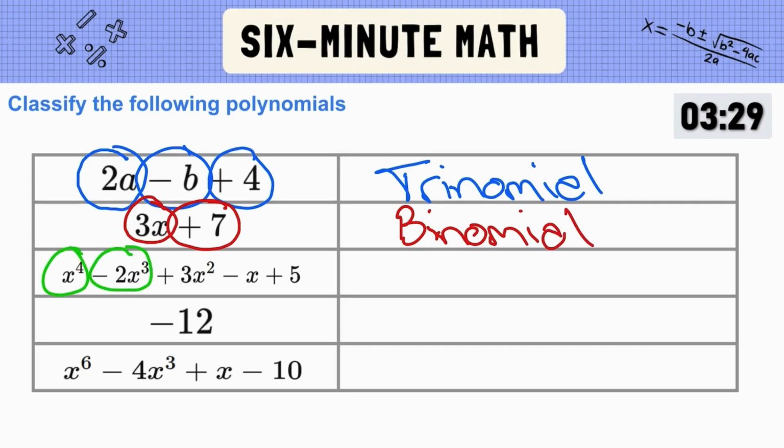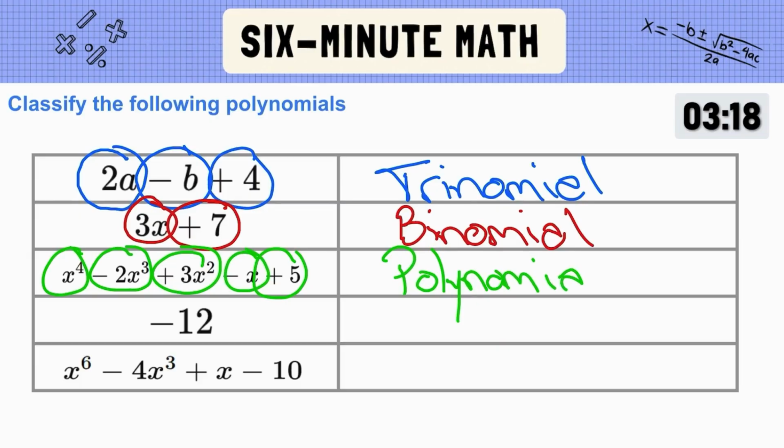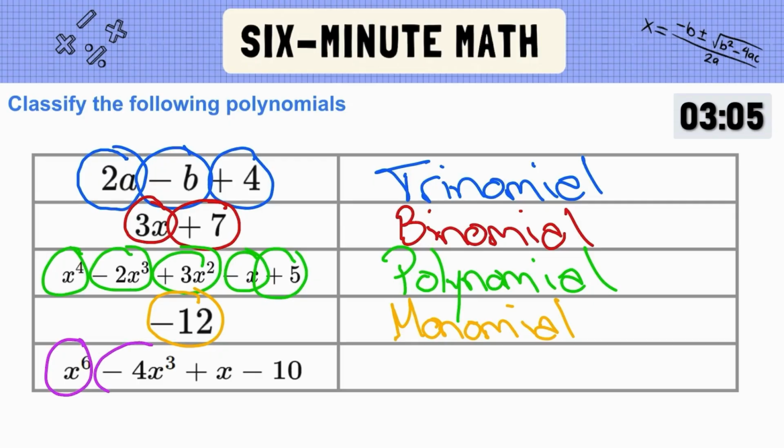Next expression, circle all of my terms. Once I get to that fourth term, I know it's a polynomial. In this case, there is 5. But regardless, it would be classified as a polynomial. For my next example, I just have a single term, making it a monomial. And then my last example, again, I'm going to start circling. And once I hit 4, I know it's a polynomial.